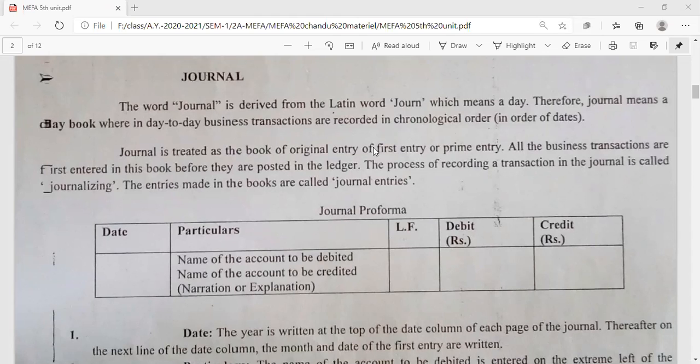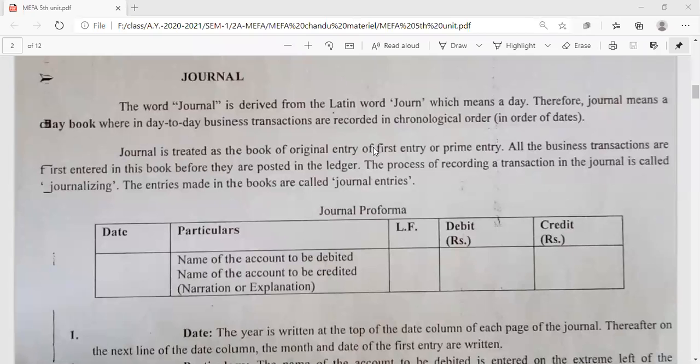Journal is treated as a book of original entry, first entry or prime entry. Generally we used to call it the day book, right? All the business transactions are first entered into this book before they are posted into the ledger. Whatever transactions happen, first they will be written in the journal book, that's the day book, and then it will be entered in the ledger, right?